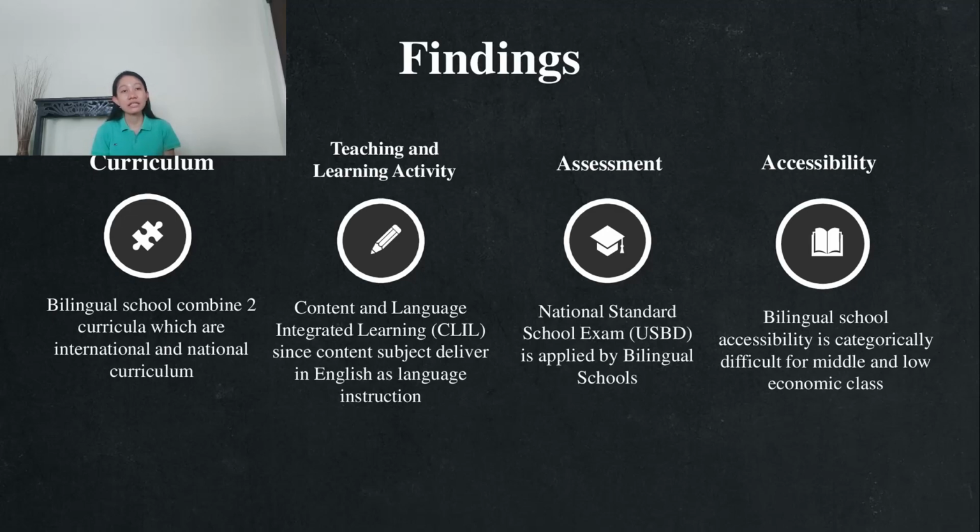And the next is assessment. National Standard School Exam or USPD is applied by bilingual school. It is because UN, or Ujian Nasional, is quite hard for them. They learn content in the English language, and the accessibility of the school is categorized as difficult for the middle and low economic class. It is because of the facilities that students will get in the schools.